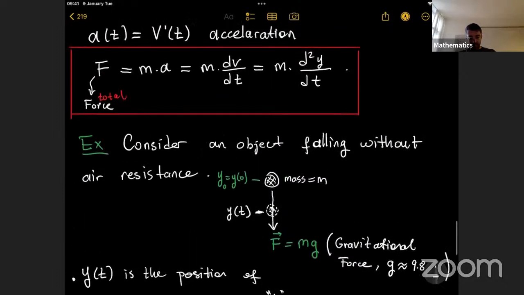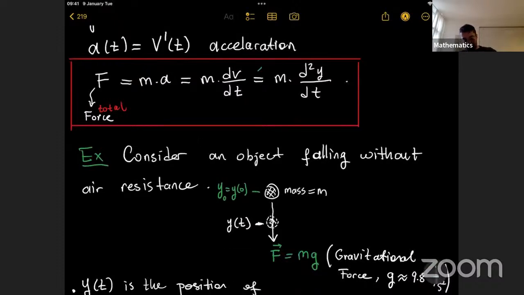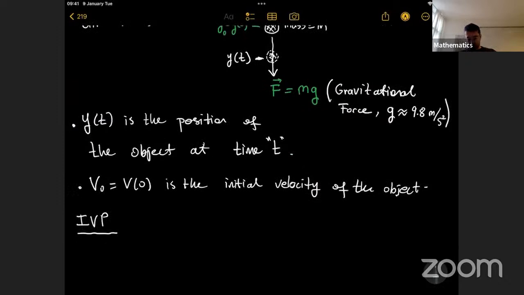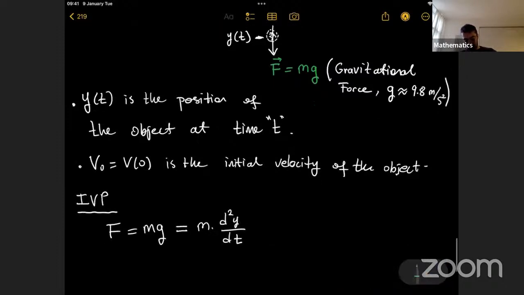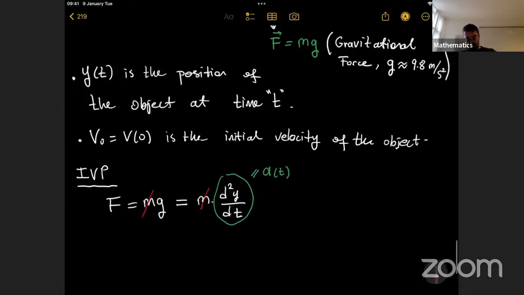Remember that there is this equation, let's call this star. The total force is mg, F is equal to mg. At the same time, this is equal to m times a. A is the second derivative of y, that was the acceleration a of t of the object. You can cancel out the m's and you basically get what?